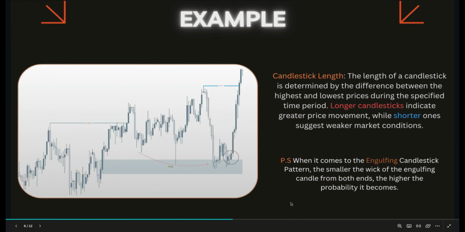Okay, so here is a quick example on how I would use the candlesticks as an entry confirmation. So real quick, candlestick length. The length of a candlestick is determined by the difference between the highest and lowest prices during the specified time period. Longer candlesticks indicate greater price movement, while shorter ones suggest weaker market conditions. P.S. When it comes to the engulfing candlestick pattern, the smaller the wick of the engulfing candle from both ends, the higher the probability it becomes.